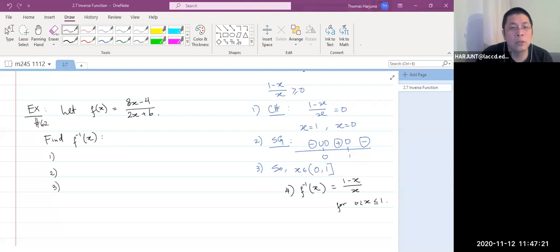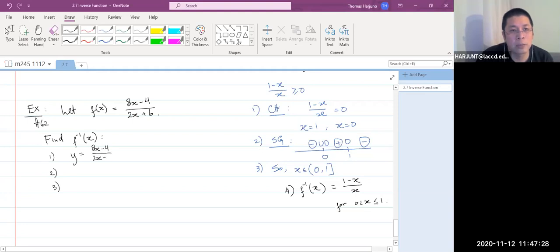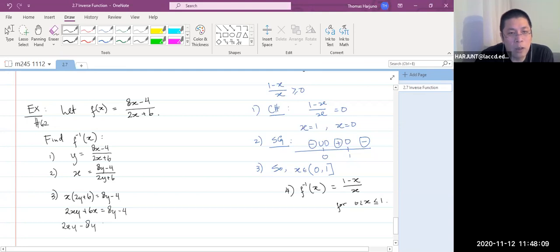So step 1, y equals (8x minus 4) over (2x plus 6). Step 2, I swap the x and the y. So I get x equals (8y minus 4) over (2y plus 6). Now step 3, I will isolate the y. I multiply both sides by the LCD. 2xy plus 6x equals 8y plus 4. Isolate the y, so 2xy minus 8y equals negative 6x minus 4.